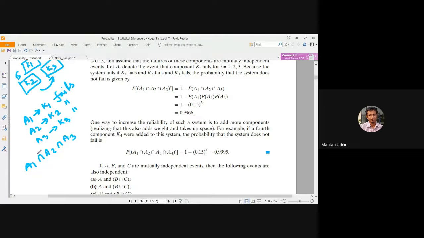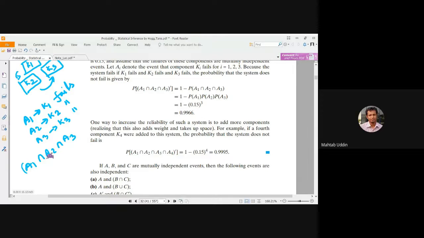System will not work. It will stop. We are thinking physically, okay? A1 means the first component stops. A2 means the second stops. A3 means the third stops. All intersection, that means all stop. That means the rocket will not work, right?